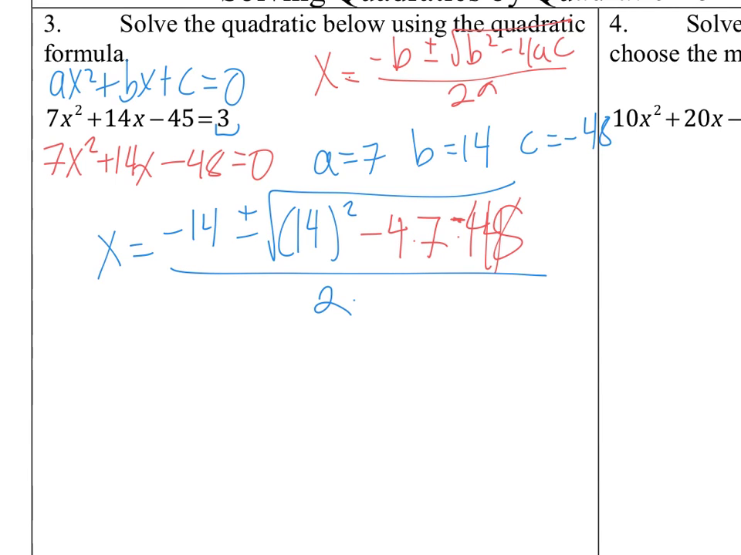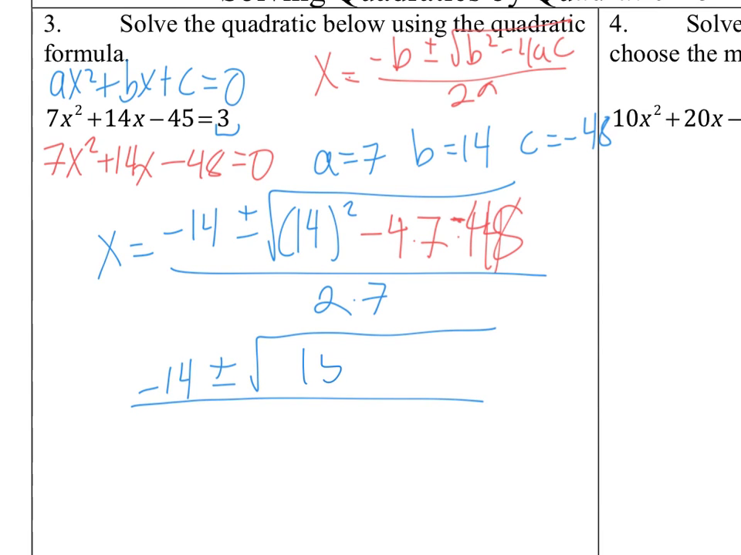2 times 7. Okay, negative 14 plus or minus the inside of the square root is going to be 1540, and that's all going to be over 14. This is not a reducible square root. It's not a perfect square. I could leave that as a decimal or just leave it like that.